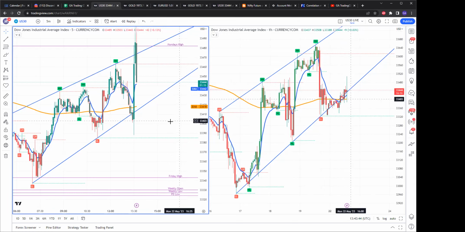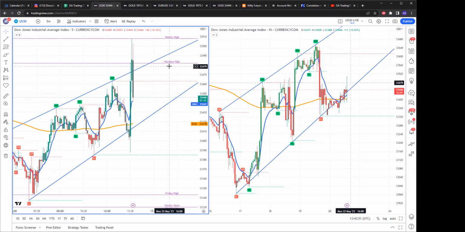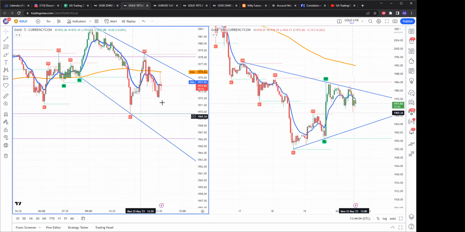So we really don't want to trade around this static trend line on the hourly. Also, we do have static trend lines on the 5-minute time frame. This Monday's high is last week's Monday's high, I believe. Personally, I would prefer this hourly candle on US 30 to close before looking for any entries. Gold, same thing.